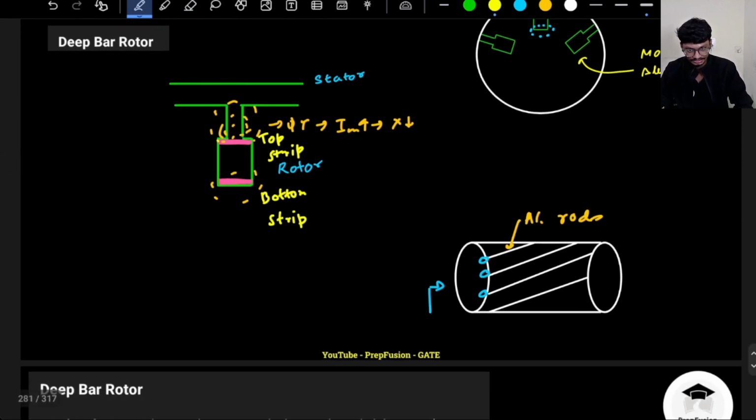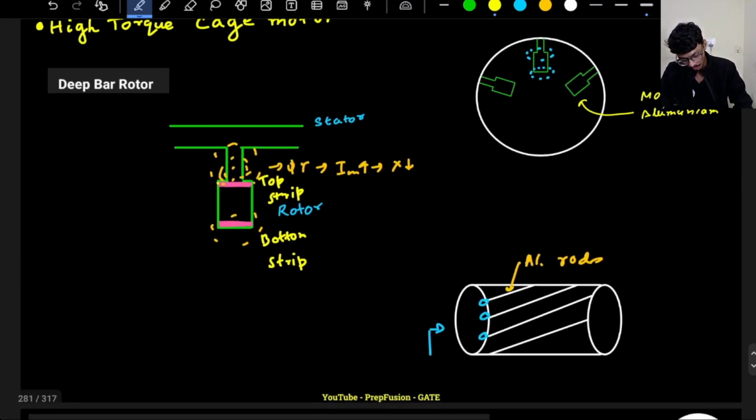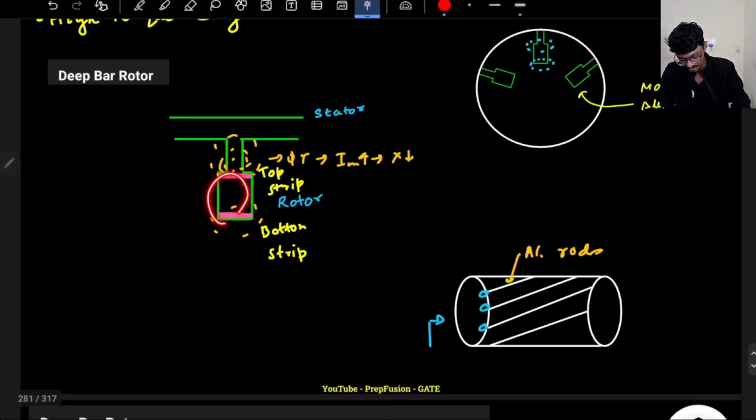That is what we're doing basically. This is a summary. During normal operation, as the frequency is lower, the flux produced by the conductors will be lower. So it does not depend on the flux. It will depend on the DC resistance, and the DC resistance of the bottom strip will be lower. So most of the current will flow through the bottom strip, not through the top strip.